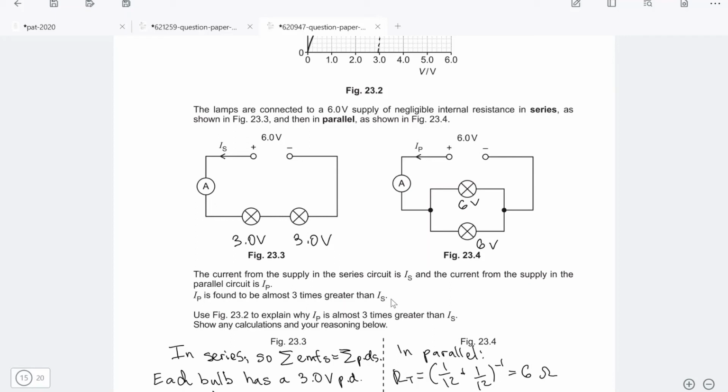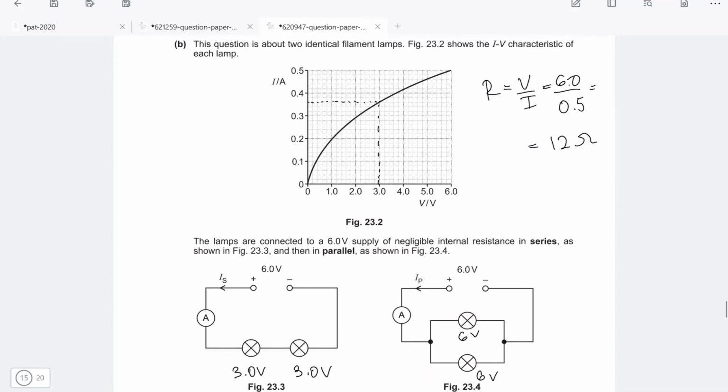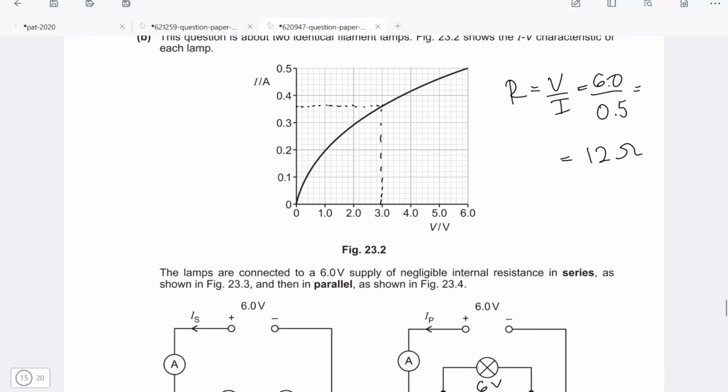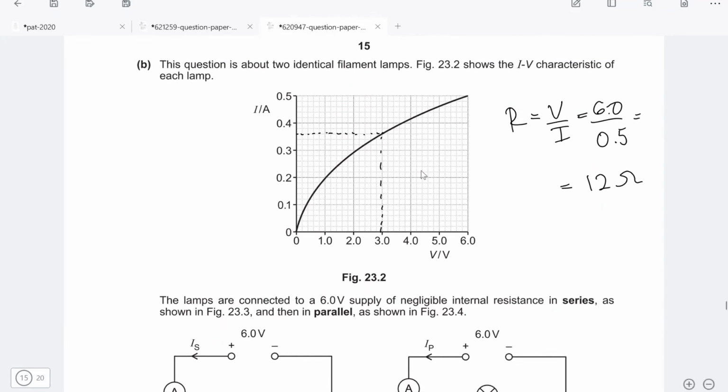Well, let's start off by finding the resistance. We can find the resistance using the IV characteristics by picking 2 points. So what I've done over here is I've taken this point where I is 0.5 and where V is 6.0. Using the fact that the resistance is equal to the potential difference across the component divided by the current going through it, if my PD is 6 and if my current is 0.5, then this means that the resistance of each lamp is 12 ohms.